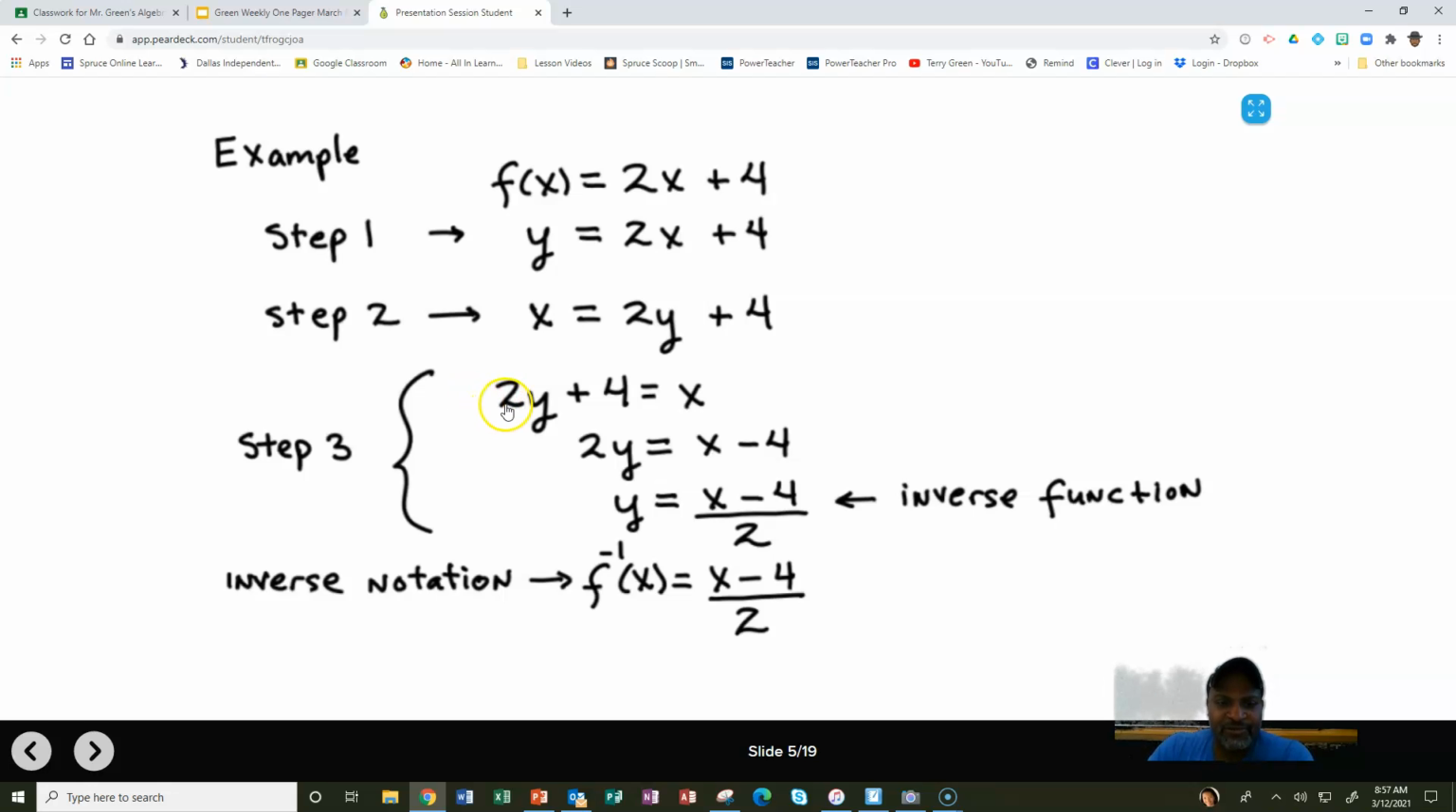So we'll solve for y. We're going to subtract 4 from both sides, and then we're going to divide everything by 2. When we divide 2y by 2, the 2's cancel out. You're left with y. So y equals x minus 4 divided by 2, and that is your inverse function. So change the y to f inverse of x and leave everything else the same so that you can write it in the inverse notation. That's one example.